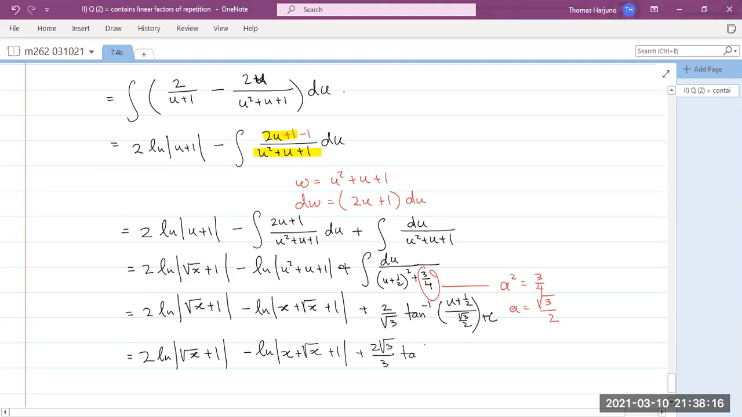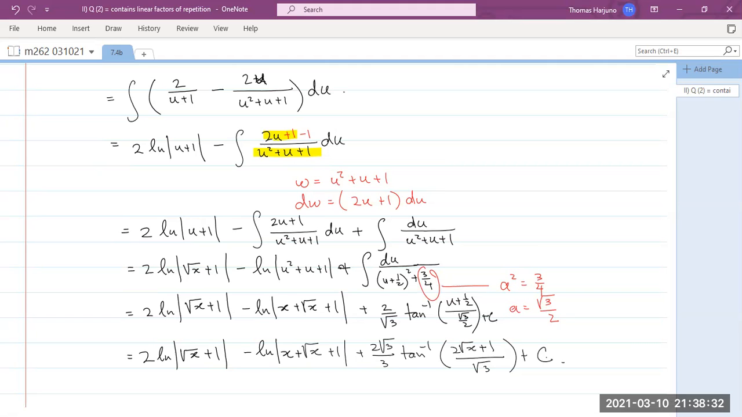Tangent inverse, multiply the top and the bottom by 2. 2 square root of x plus 1 over radical 3 plus constant. Dang. What number is that again? 41, I think. But why? Yeah, it's 41. I think I wrote something wrong. I have a typo and I didn't realize that until I looked at that question again. Can you see my mistake?